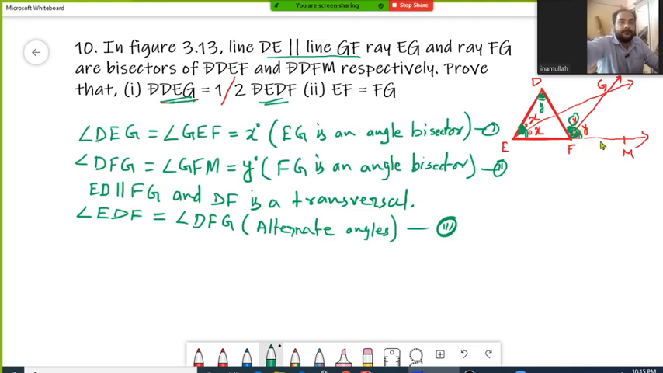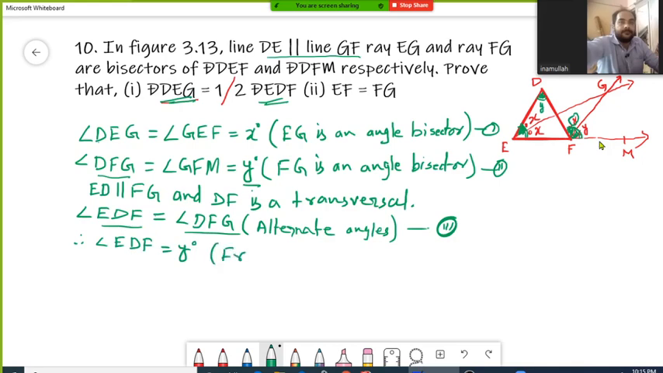So since DFG is already considered as Y, DFG is considered as Y degree. So here EDF will also become Y degree because DFG is Y. So therefore angle EDF is of y degree.